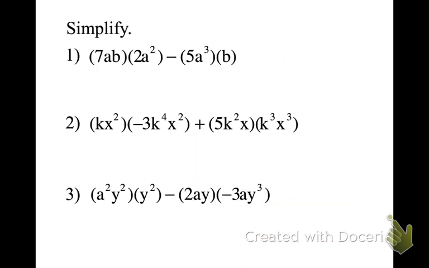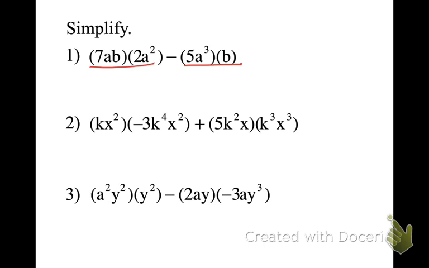Let's move on. Okay, this is a little bit challenging. It goes a little bit beyond our lesson tonight, but you're going to need it nonetheless. So when we simplify things like this, we simplify each side of the subtraction sign. And then we combine them. Because remember, you can multiply and divide unlike terms, but you can only add or subtract like terms. And so let's simplify 7ab times 2a squared. What is that simplified to?